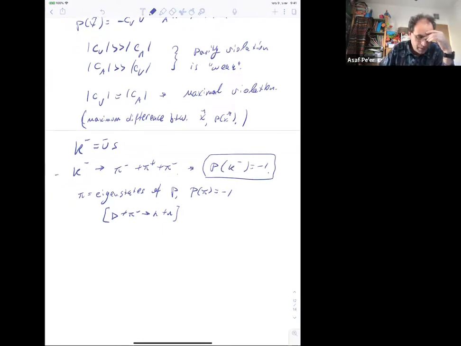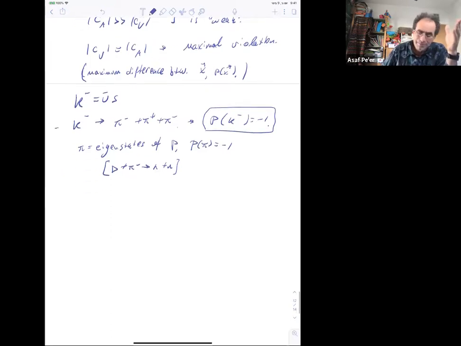Now, several years later, I think it was 1952 or 54, I'm not sure, another particle was discovered, which looked the same as the kaon. It has the same charge, the same lifetime, the same everything, but it only decayed into 2 pions.